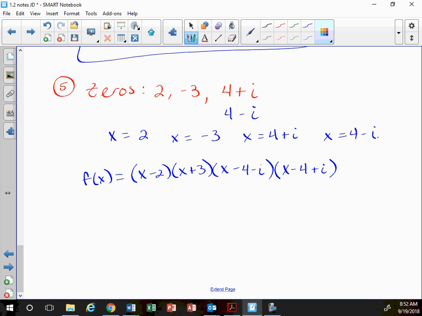Okay, I'm going to give you a second to multiply. Which 2 do you need to multiply? The last 2, okay? You want to distribute, go for it. You want to multiply in a box, go for it. I don't care how you multiply, I just want you to multiply.